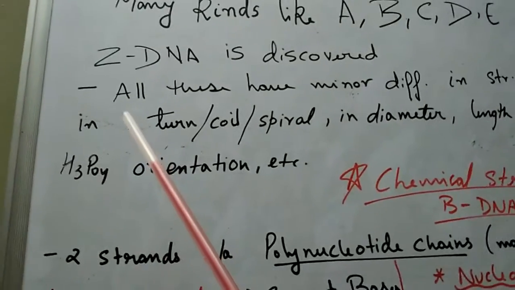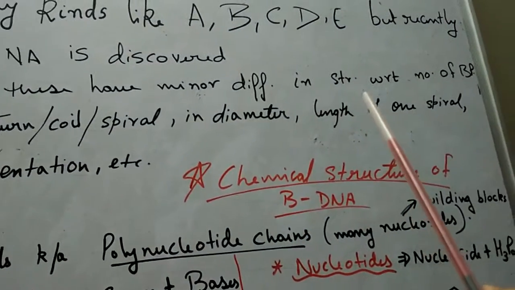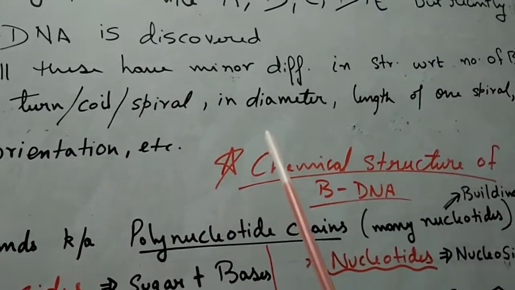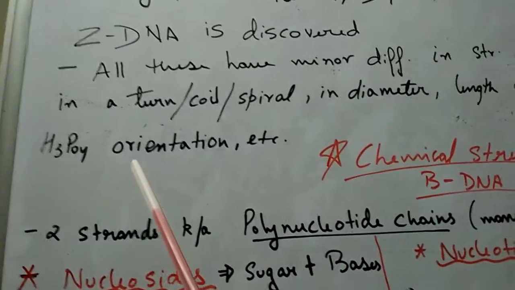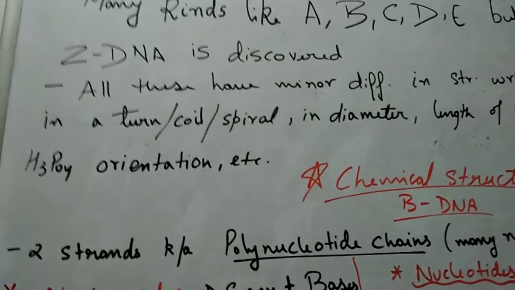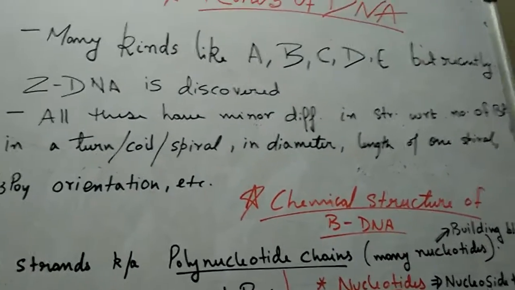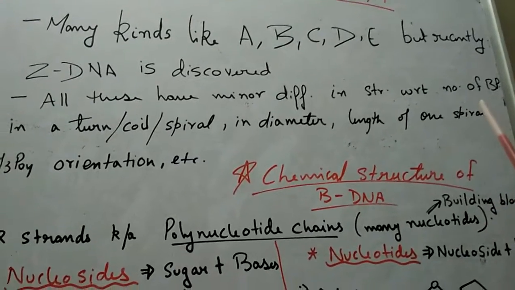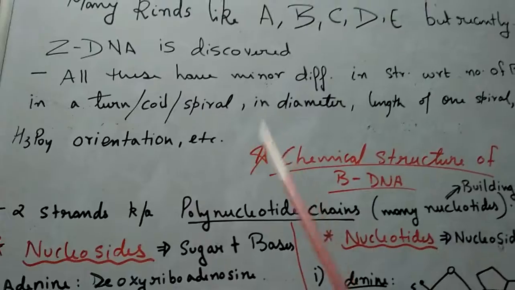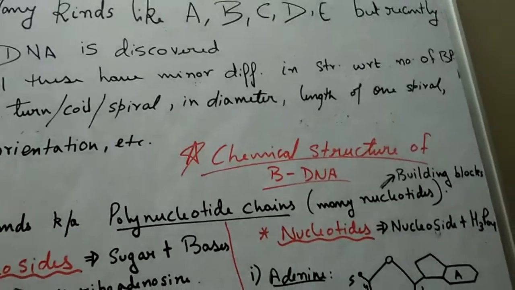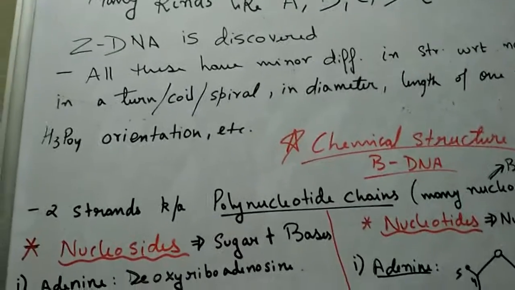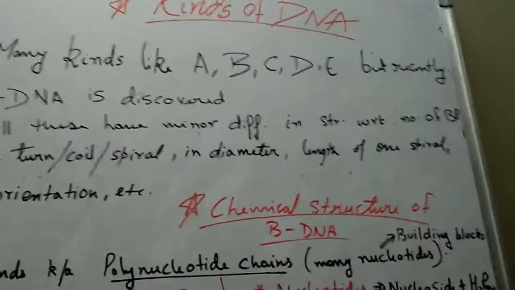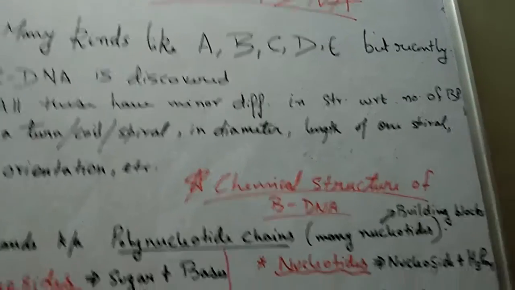So here is the second point. All these have minor differences in structure with respect to the number of base pairs in a turn or coil or spiral, diameter, length of one spiral, phosphate orientation, etc. If you take into consideration the number of base pairs in a particular turn, differences in diameter, length of one spiral, and phosphate orientation, by observing these differences you can categorize whether a DNA is A, B, C, D, E or Z DNA.